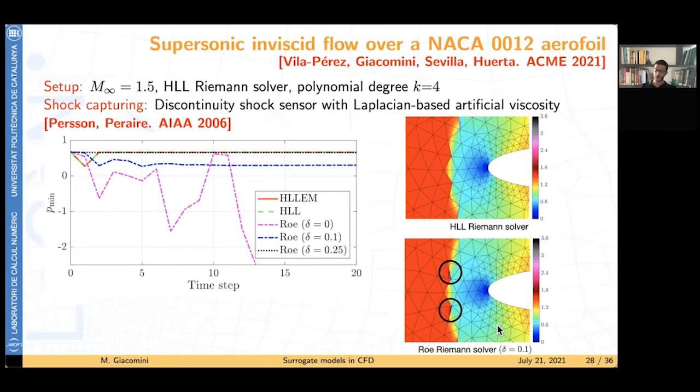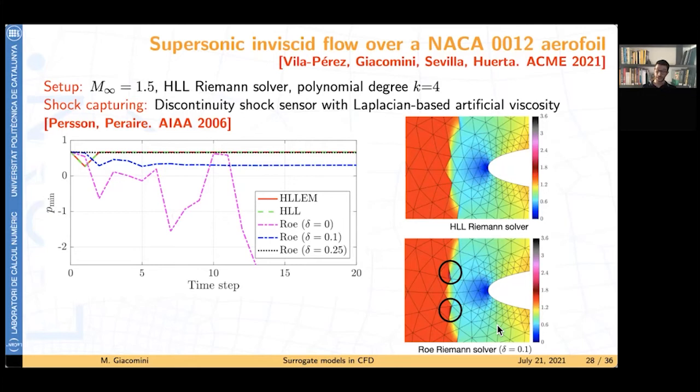If instead of HLL we use the Roe Riemann solver, we get some weird behavior over here, and this weird behavior is indeed some overshoots of the Mach number, which are extremely localized. Indeed, we can study a little bit more closely what's happening in the simulation, and here I'm reporting the minimum value of the pressure computed, okay? So the traditional Roe Riemann solver is this line over here. You see that it oscillates a lot. We get negative values of the pressure, and soon enough, the method just diverges.